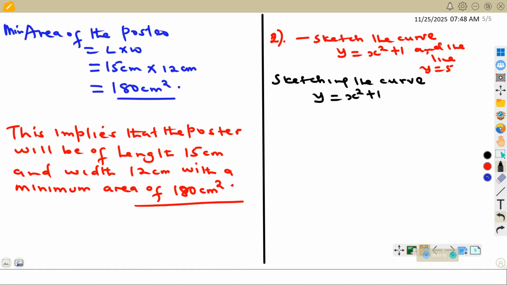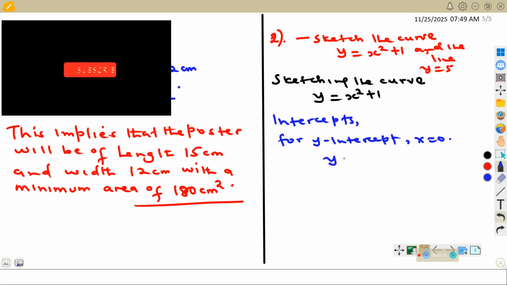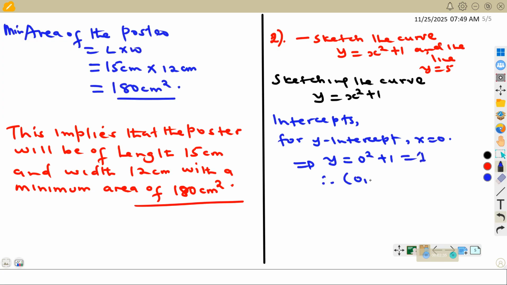To sketch this curve here, we need a few things. One, we need to look at the intercepts. So for the y-intercept, x is 0. If x is 0, then what will be y? y will be the same as 0 squared plus 1, which is equal to 1. So our point here will be (0, 1) as the y-intercept.